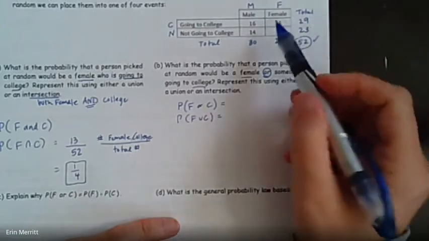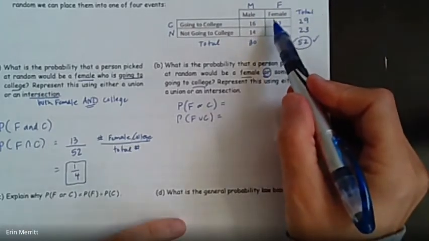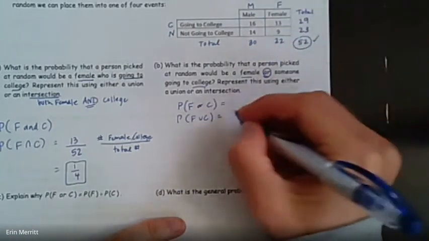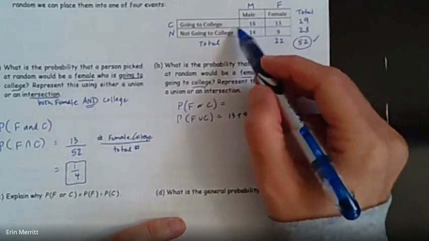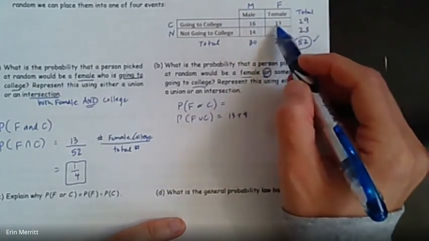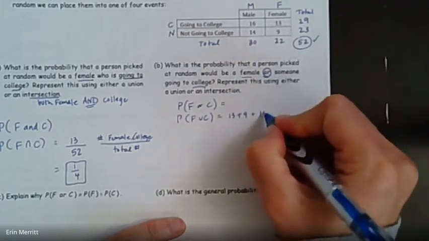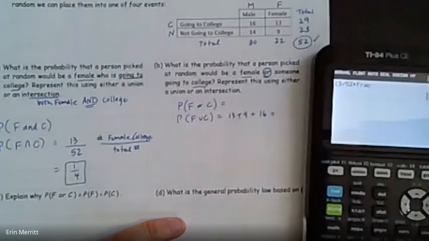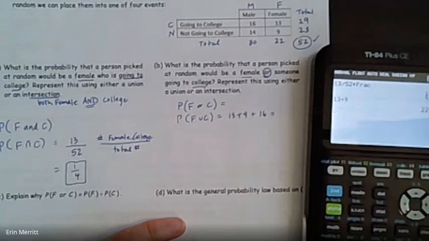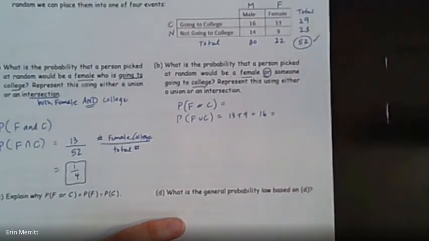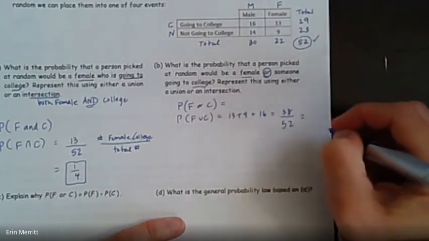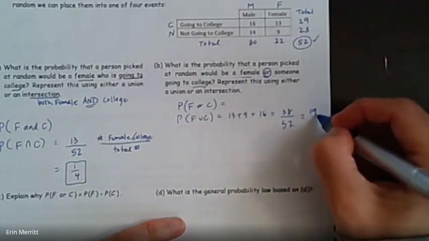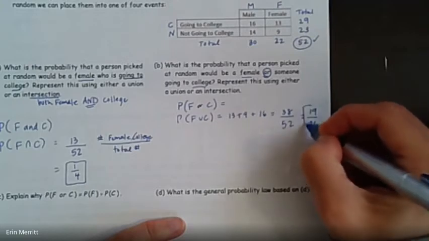All right. And then I can add up all the females, which would be the 13 and the 9. And then all the people going to college, which would be the 16 and the 13. But I've already included the 13, so I can just add the 16 to that. All right, so 13 plus 9 plus 16, so 38. And then out of the total, 52. And then same thing, divide and math frac, that'll give me 19 out of 26.